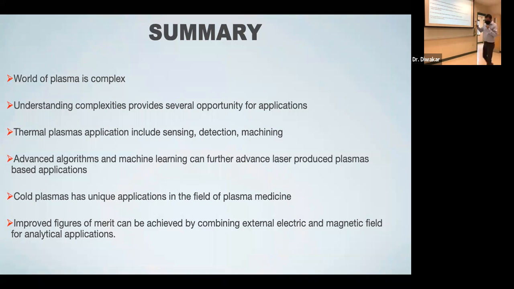So in summary, you can see that the world of plasma is complex. I just gave a glimpse of it. For my PhD, I was just looking at one small topic, and as a postdoc and as faculty, I'm looking at different aspects. But you can see that it's a very complex phenomenon. It's not easy. But if you understand the complex phenomenon, you can solve various problems. If you understand what exactly is happening, when you look at any signal, you can make better sense of it. Once you understand, you can make better instrumentation. You can develop new tools.